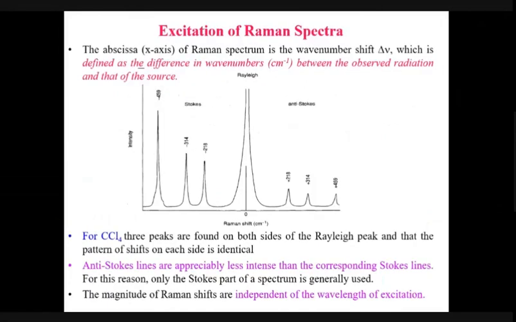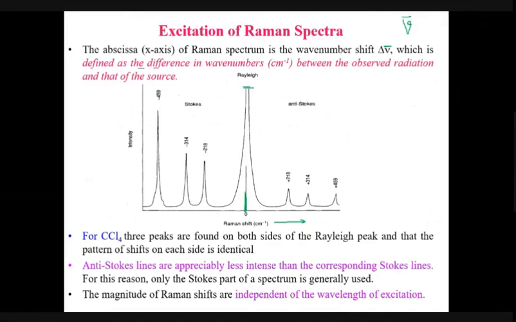The abscissa, that is the x-axis of Raman spectra, is wave number shift delta nu. It should be delta nu bar. Student, make that correction if you are taking notes. Nu bar means wave number. When we say nu, it is frequency. Nu bar is wave number. Okay. Anyway, coming back. So, original wavelength minus scattered wavelength, if it is equal, it will become 0.